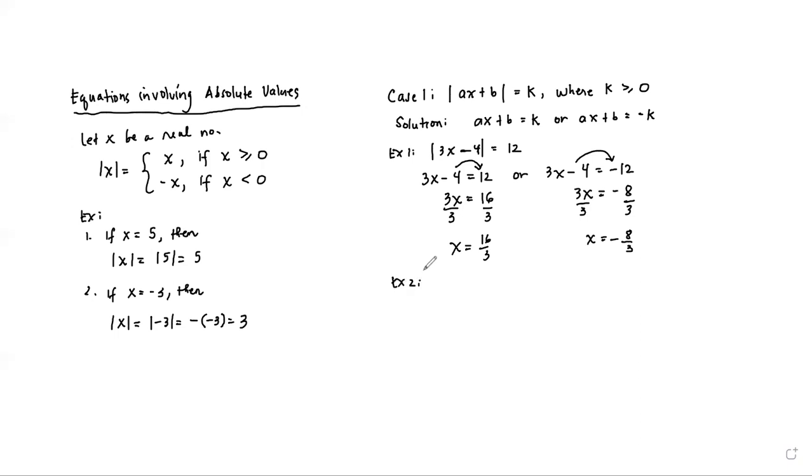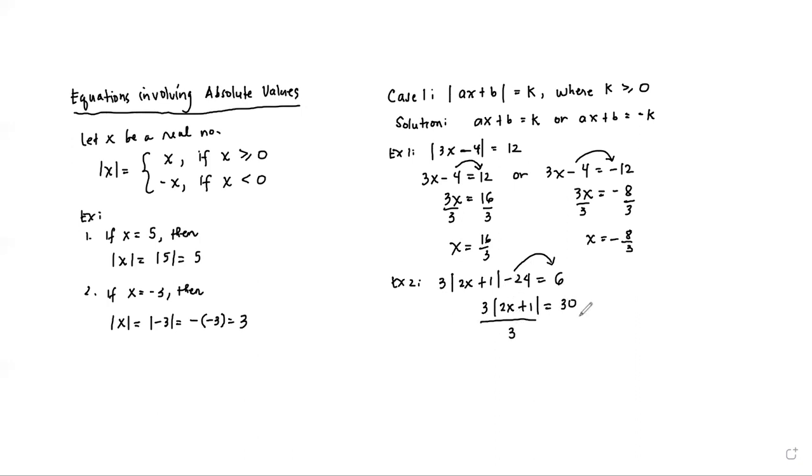Let's have another example. So let's consider the equation 3 times the absolute value of 2x plus 1 minus 24 is equal to positive 6. So in here, we should transpose negative 24 first to the right side of the equation. So we get 3 times the absolute value of 2x plus 1. And this will be equal to 6 plus 24, which is 30.